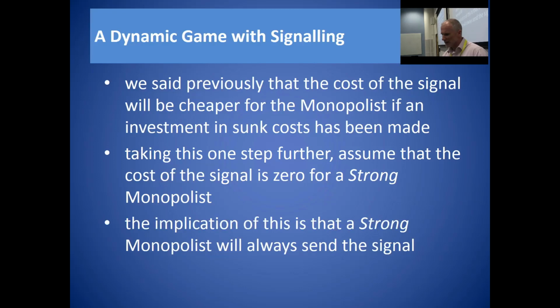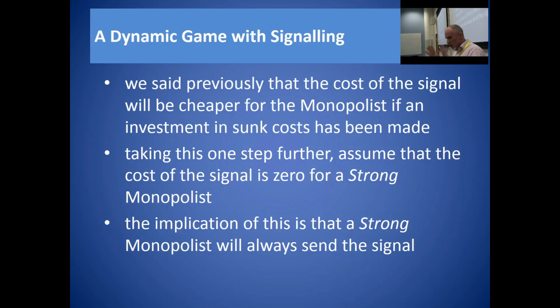Yeah? So what does that mean? Well, if the cost is 0 to sending the signal, the natural extension to that argument is that the strong monopolist will always send the signal. So if you've invested in sunk costs, and it's costless to send that signal, you will send that signal. So the entrant will always know that you've invested in sunk costs, that you genuinely are a strong monopolist. And by extension, you will fight market entry. So, we'll do that, and then we'll go back to that updated probability.